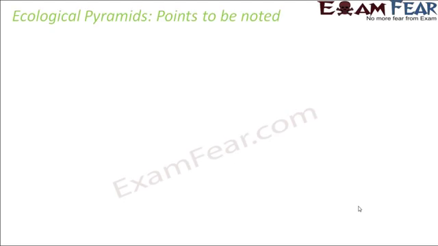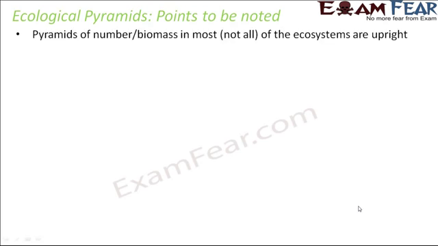Now some important points to be noted with regards to ecological pyramids. Some of the important points or exceptions here are as follows. The first one is that pyramid of number or biomass in most of the ecosystems are upright. Please note that it says in most of the ecosystems and not all. What do we mean by an upright pyramid and an inverted pyramid?